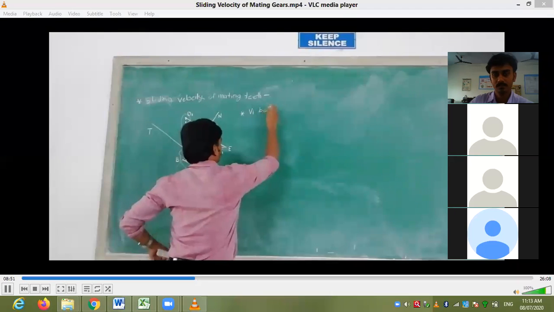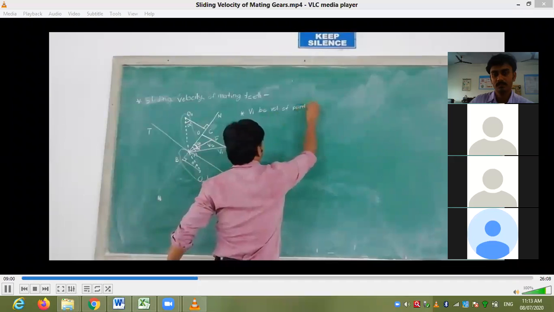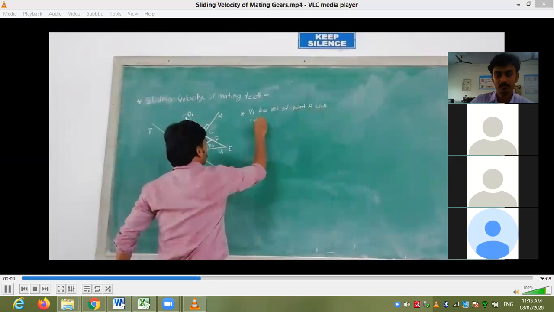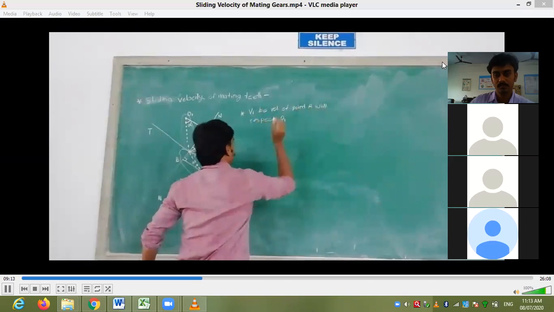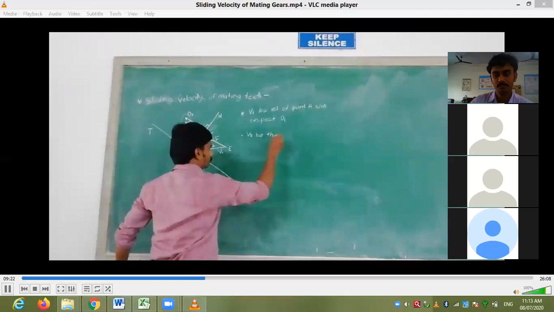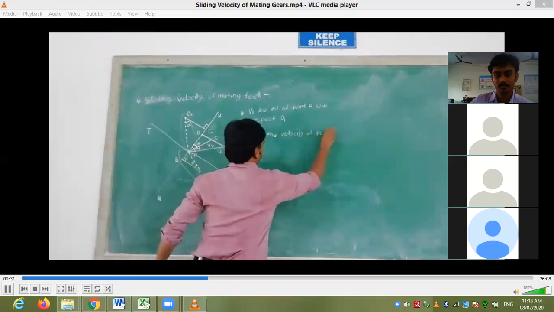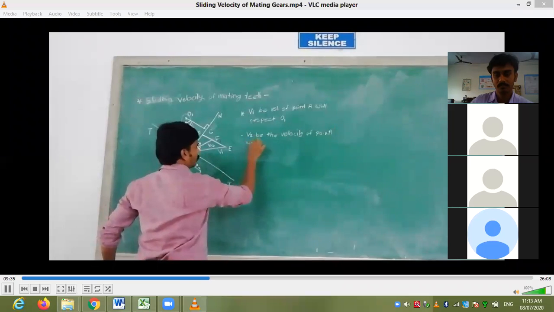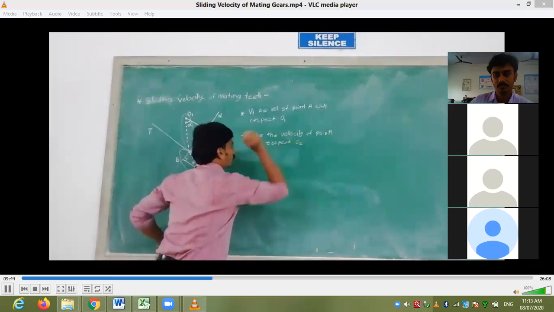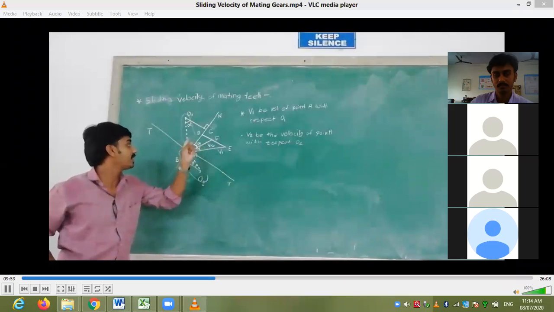V1 be the velocity of point A with respect to center O. Similarly, V2 be the velocity of point A with respect to O. Now, we consider the velocity vector of V1 along the tangent.